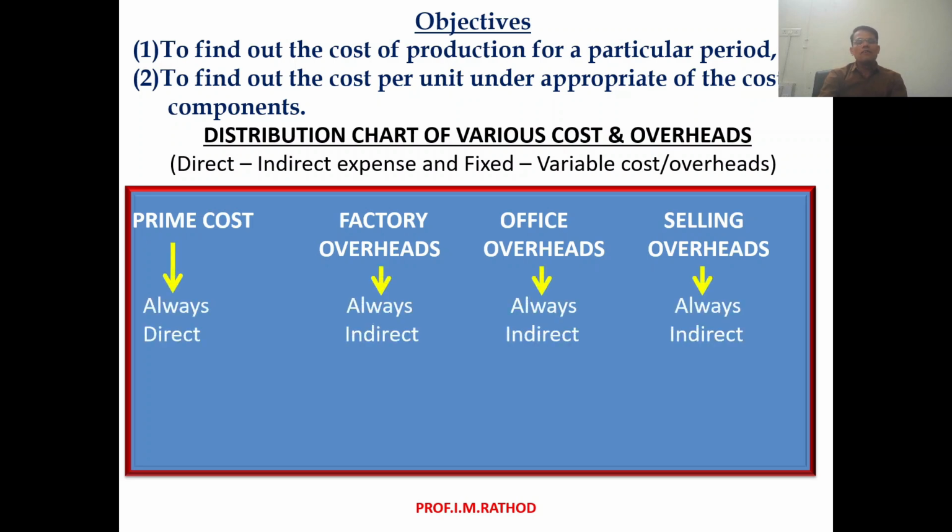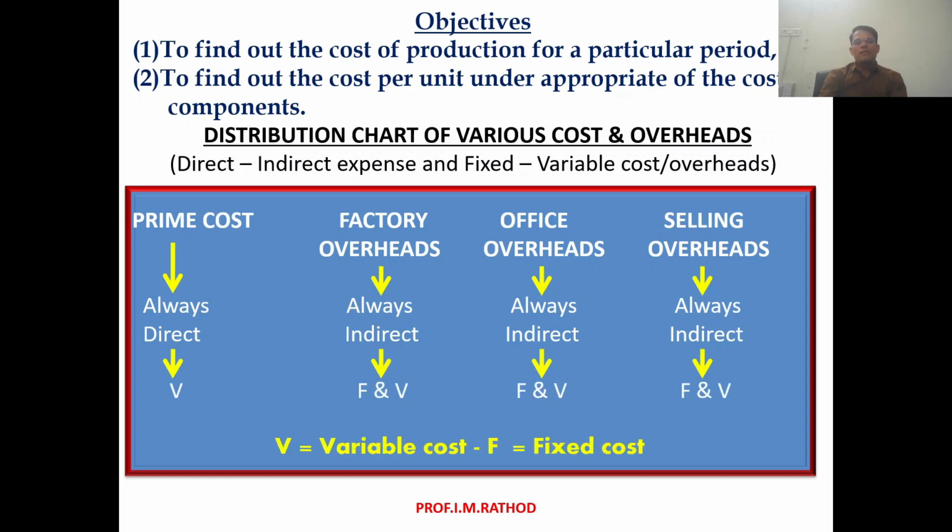Prime cost is always direct. Factory overhead is always indirect. Office overhead is always indirect. Selling overhead is always indirect. Prime cost is variable. Factory overhead is fixed and variable. Office overhead is fixed and variable. Selling overhead is fixed and variable expenses.